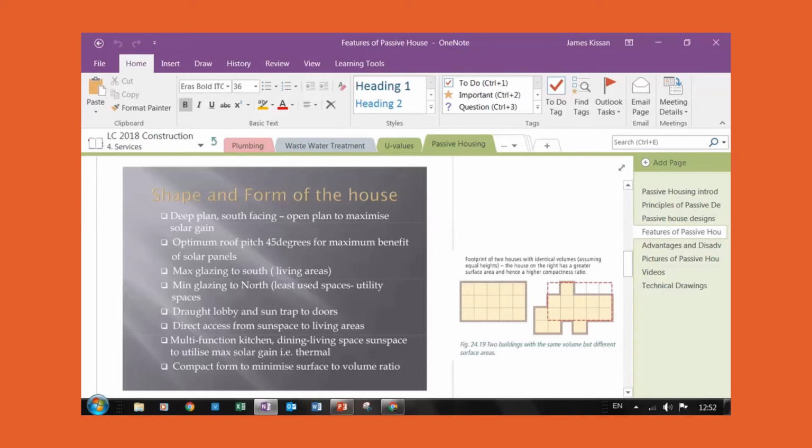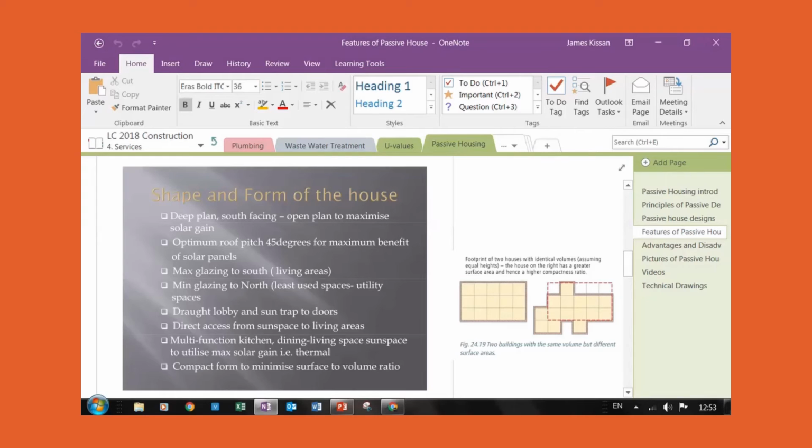The angle of the roof: 45 degrees. It's the optimum angle to put in solar panels, where they work best, so that the sunlight will hit directly on top of them. Rather than putting in a solar panel at 30 degrees, where the sunlight will still hit it and it will still function, it works a lot better if the solar panel is at 45 degrees. So for the angle of the roof, the best benefit is 45 degrees.